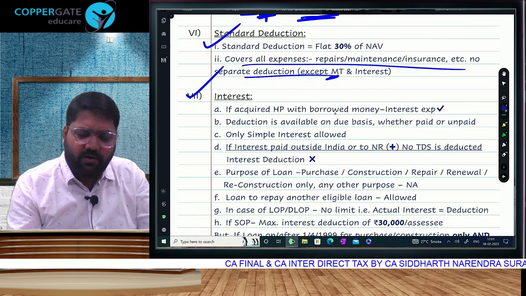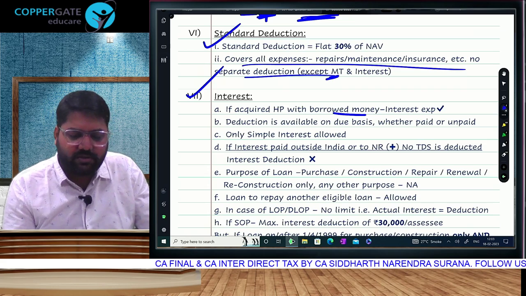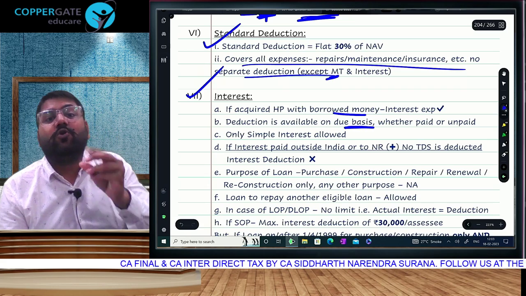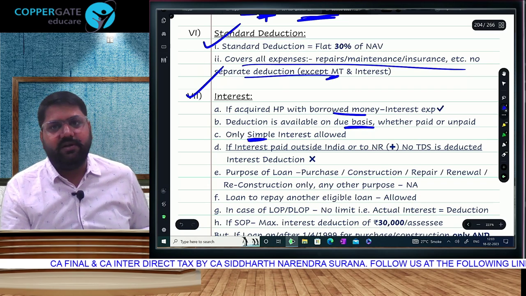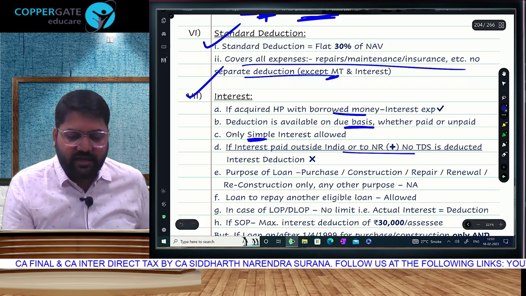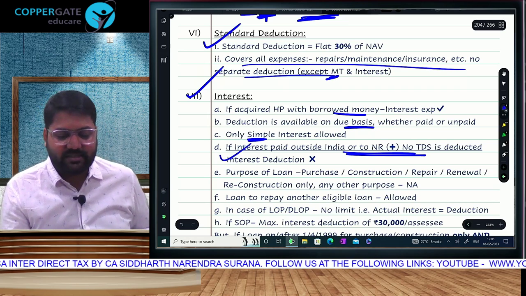Interest deduction will be allowed if you have acquired the property with borrowed money. You have to be the owner, so the acquisition cost will be the borrowing cost. Deduction will be on due basis. So, municipal tax is on payment basis, but interest on due basis, but only simple interest. Compound interest will not be allowed. If you pay outside India to a non-resident, TDS is applicable, otherwise interest obviously fully disallowed. TDS chapter also we know.